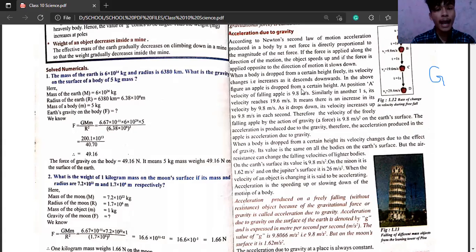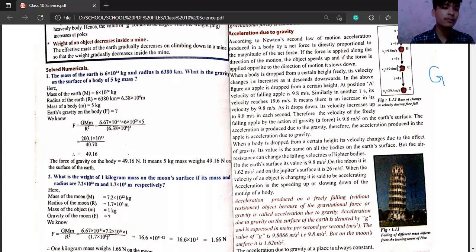Now look at it. In the above figure, the apple is dropped from a certain height, that is A. At position A, the velocity of the falling apple is 0. Let us suppose at B, the velocity of the body is 9.8 meter per second. Similarly, in another 1 second, that is at C, it changes to 19.6 meter per second. And this is true, right?